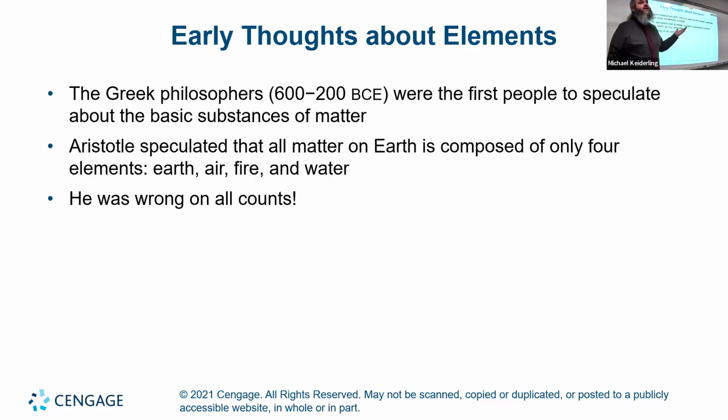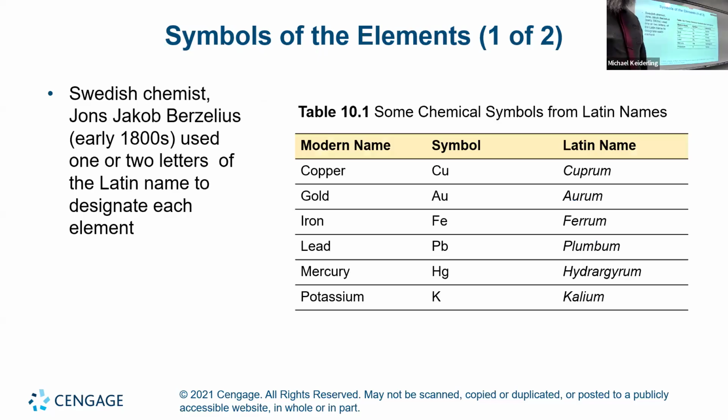But the idea of matter being made of small indivisible particles called atoms was something that was around with the Greek philosophers as well. That's where the term comes from. So, a lot of the elements got their symbol.